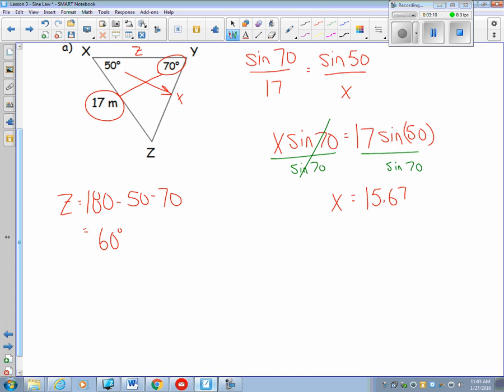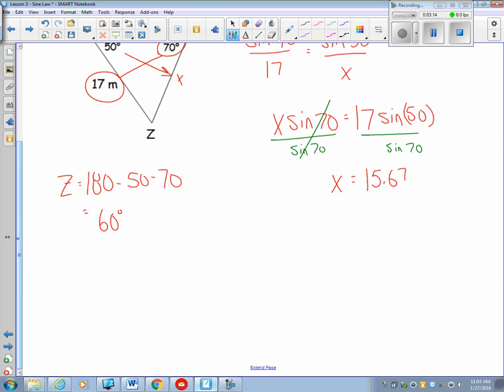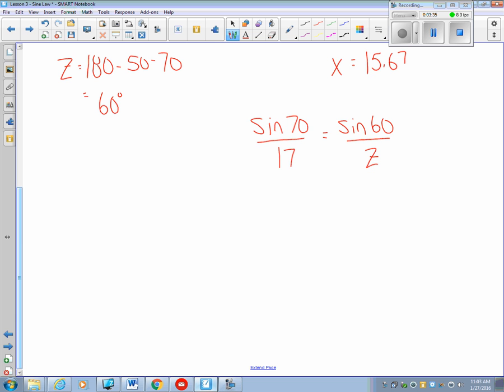Now that I know the angle, I can find the corresponding side. I need to start off with a ratio that I know. So I knew from the initial one that 70 was 17. I'm going to use it again because it's something I was given in the question. I want to find the sine of 60 with its corresponding opposite side, in this case, z. This is exactly the same question we just did a second ago. Cross multiply and solve, just using a different angle for part of it.